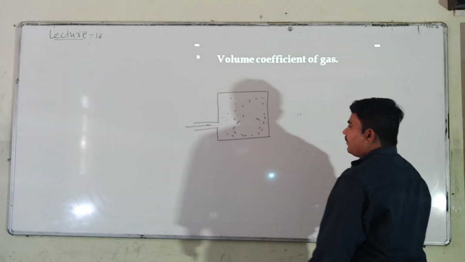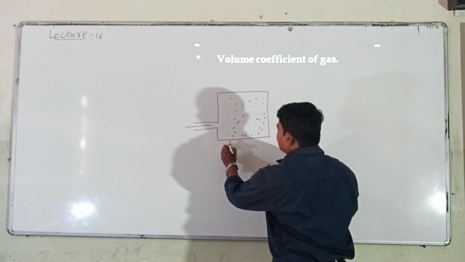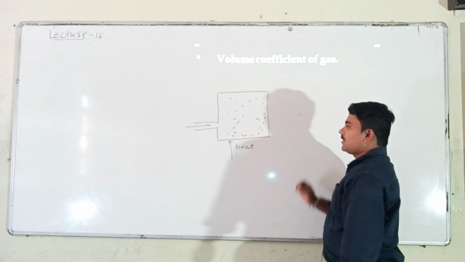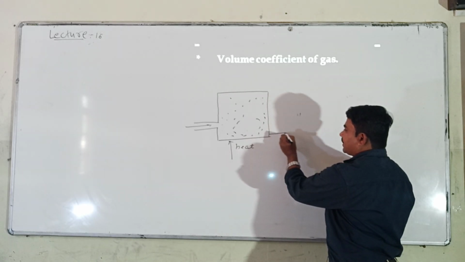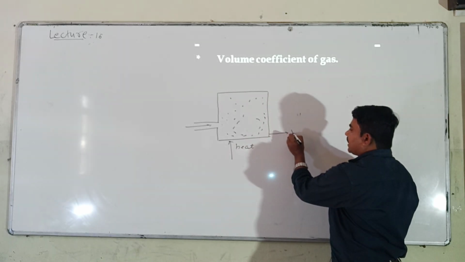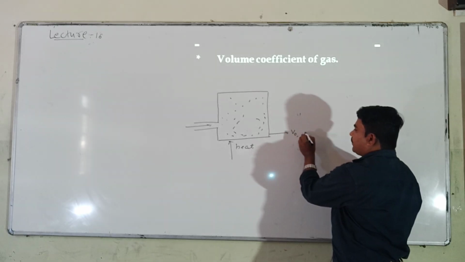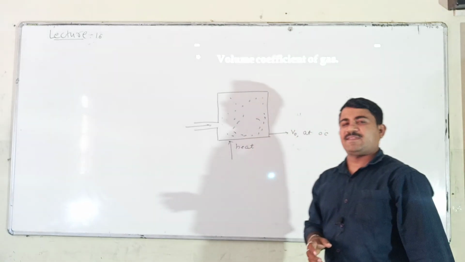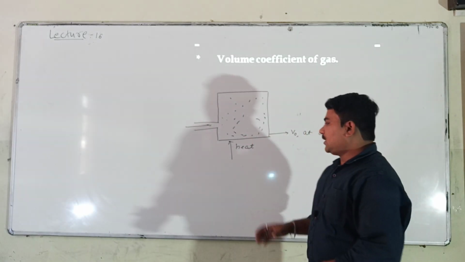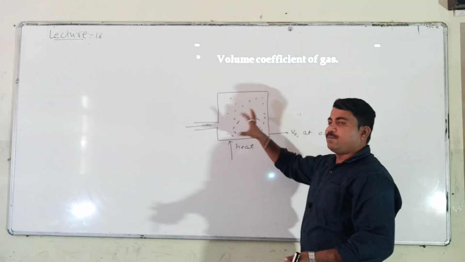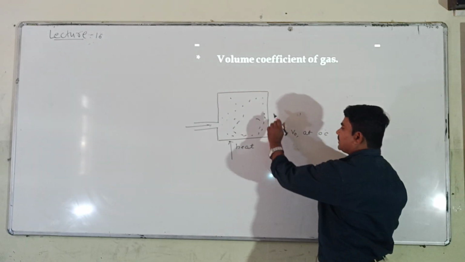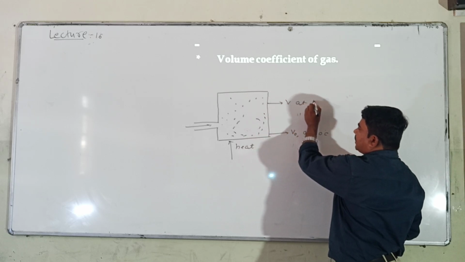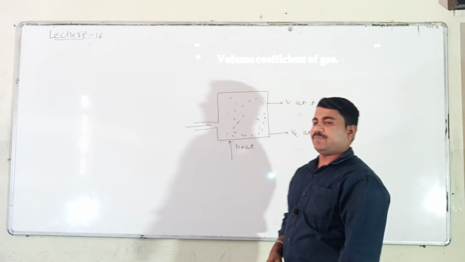Now, when some amount of heat is given to this gas, consider the initial volume of the gas. What is the initial volume? V0 is the initial volume at temperature 0 degrees Celsius. Then after heating, the volume of the gas may be expanded. Consider V is the volume of the gas at temperature T.